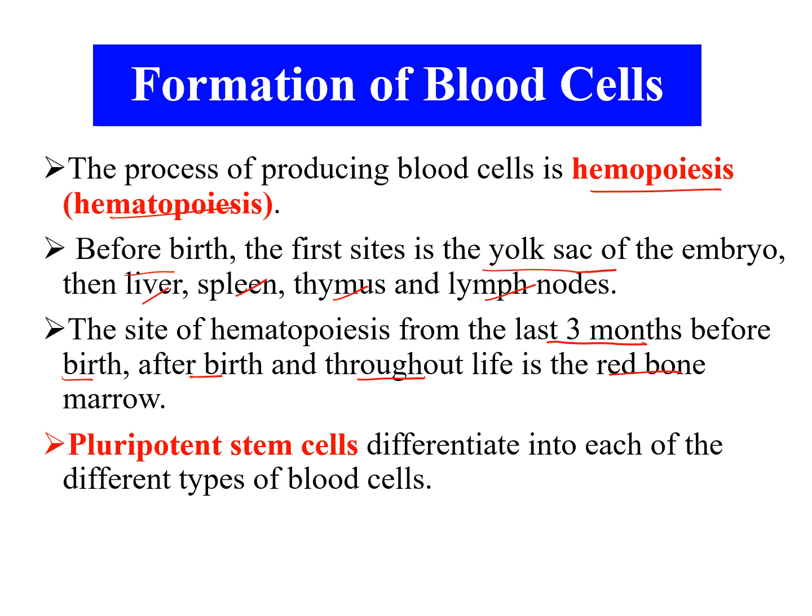This process of hematopoiesis begins with a cell that has the ability to differentiate or to become different types of blood cells, and these cells are known as pluripotent stem cells, and they are present within the red bone marrow.